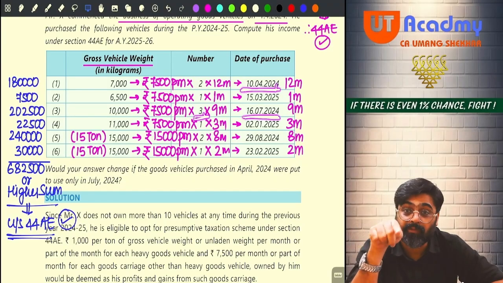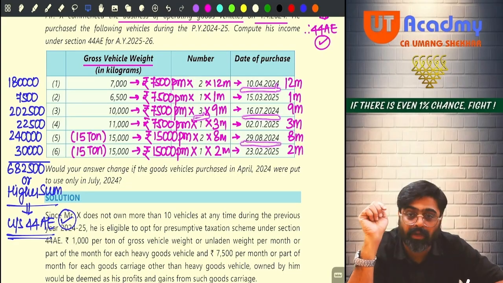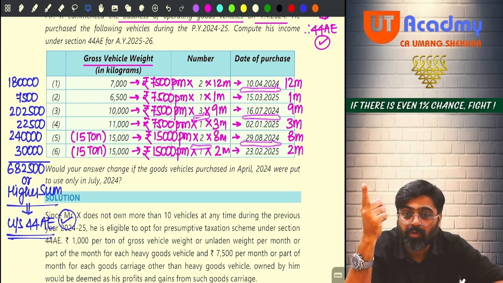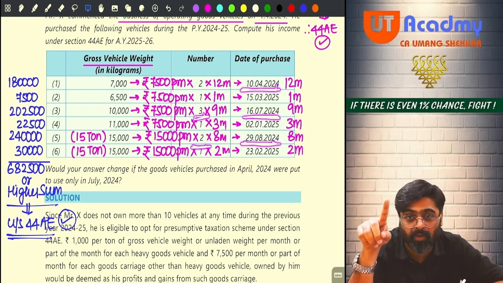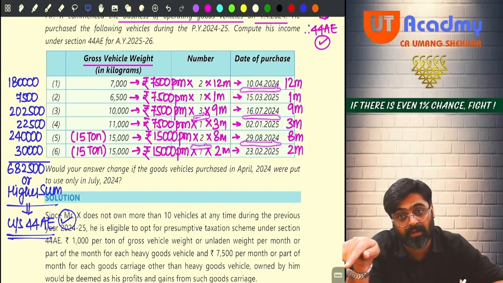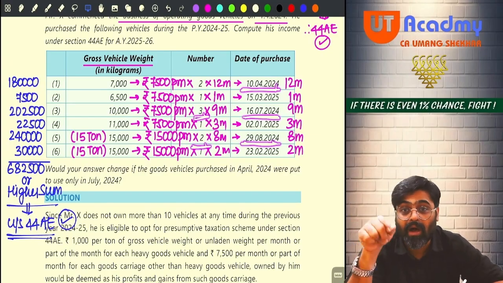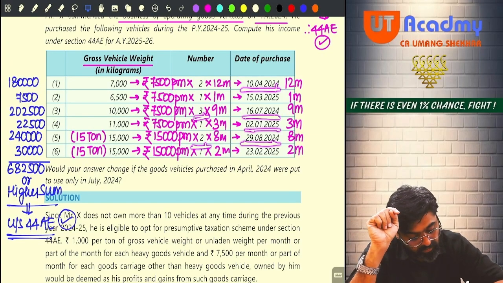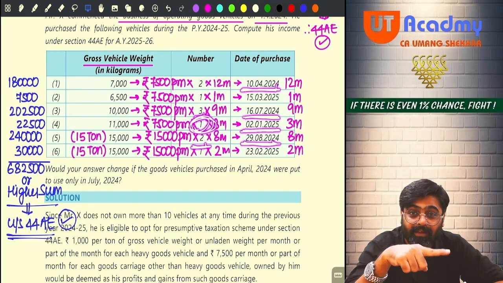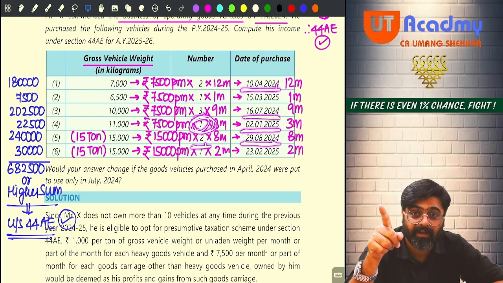Yes or no? After July, you are going to buy in the month of August. How many did you buy in August? 2. So 2 plus 3, you were already the owner of 5 vehicles. Now buying these 2, you are now the owner of 7 vehicles in this year. Now after August, you are going to buy in the month of January. January, how many did you buy? 1. So now the number of vehicles becomes 8.